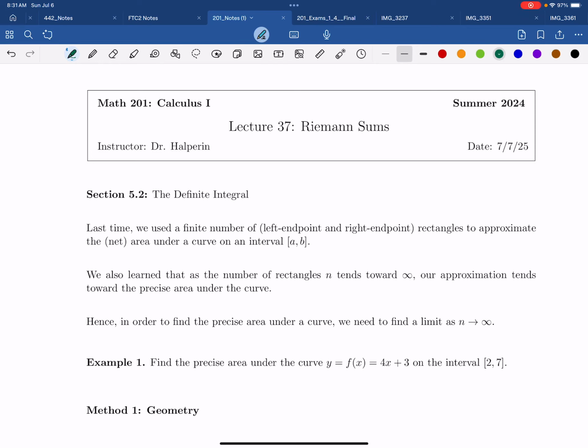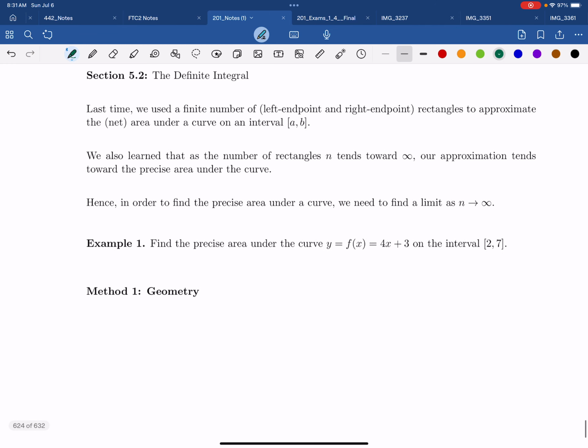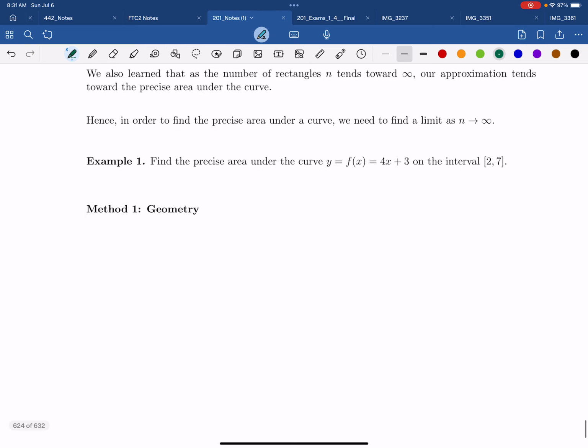This is section 5.2, the definite integral. We're going to learn to find the precise net area under the curve using Riemann sums, which, as we alluded to last time, was infinitely many rectangles under the curve. We find each of their areas. We do this by taking a limit of the number of rectangles, and we add up each of their length times widths. Let's look at an example.